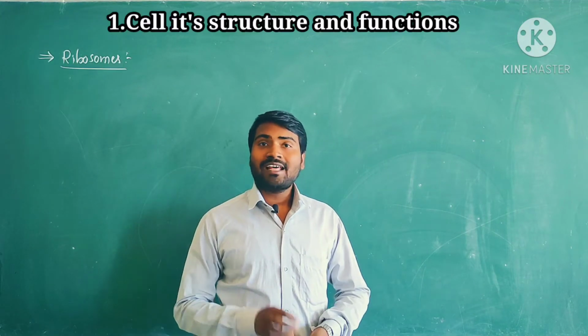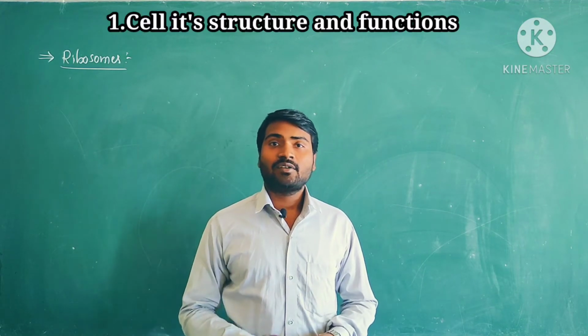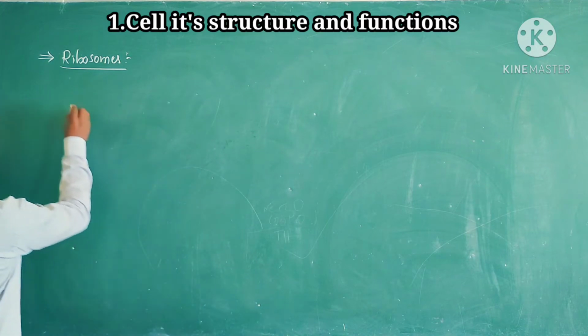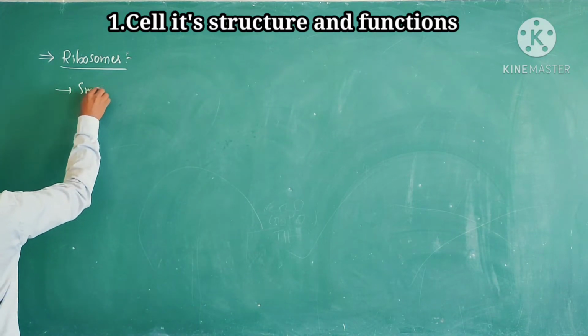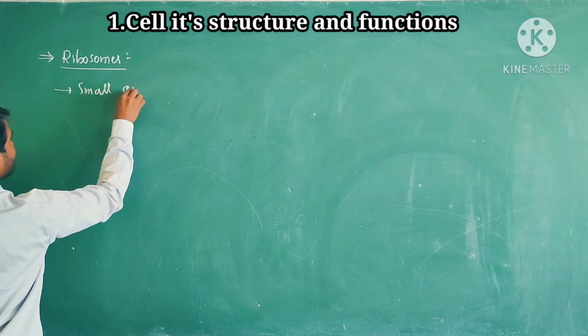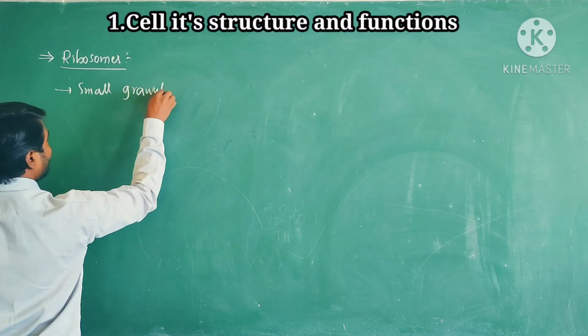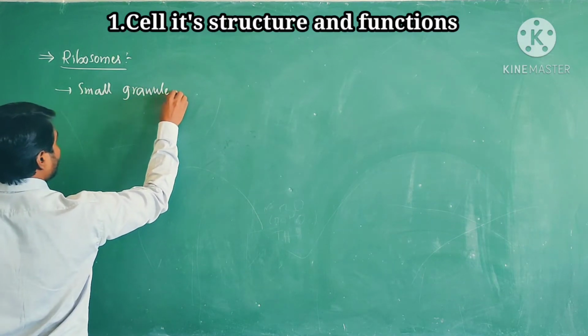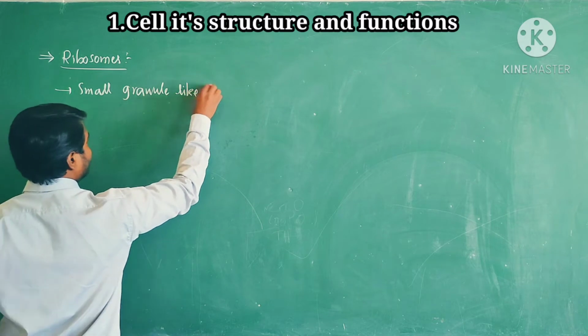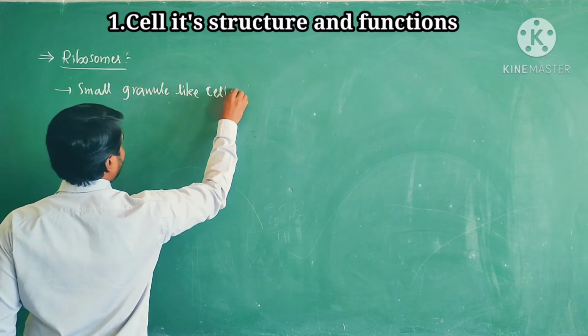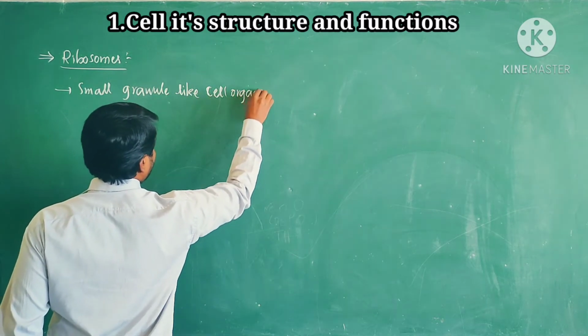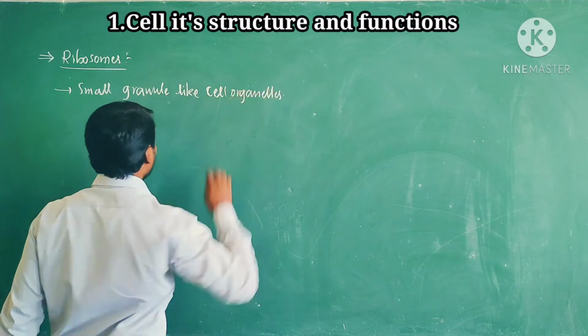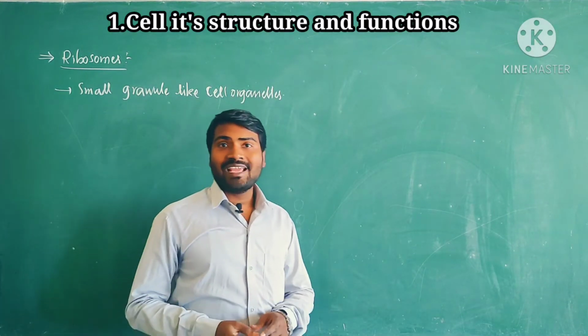These ribosomes are granule-like cell organelles. Okay, so these are the small granular-like cell organelles. So these are small granule-like cell organelles.